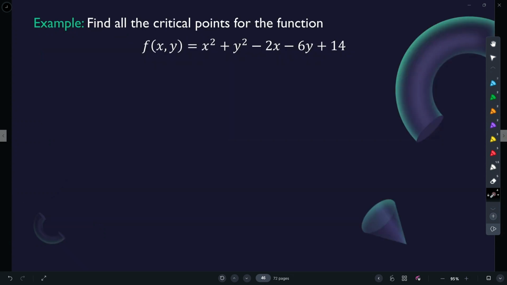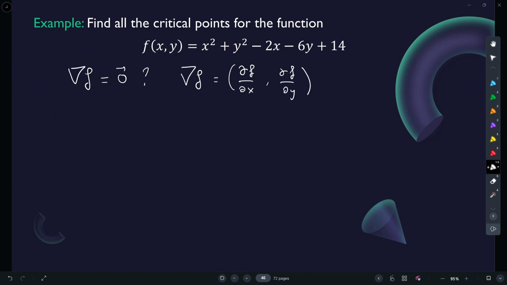So let's do an example of finding, first of all, what are the critical points of this function. And then we'll do some work, maybe next time, trying to identify what kind of critical point we're dealing with. So I want points such that the gradient vector becomes the 0 vector. So the gradient vector is the derivative of f with respect to x, derivative of f with respect to y. So let's compute derivatives. With respect to x is 2x minus 2.